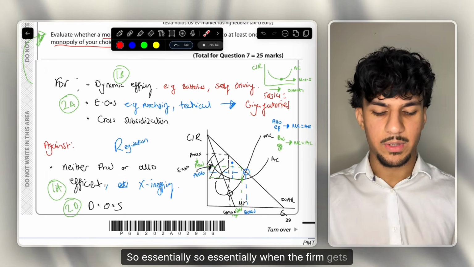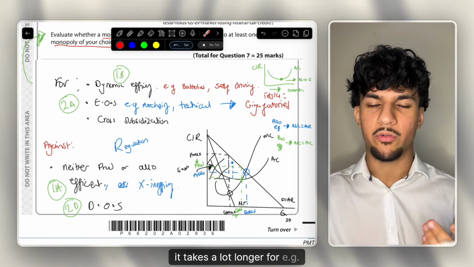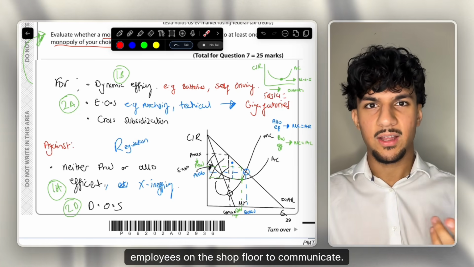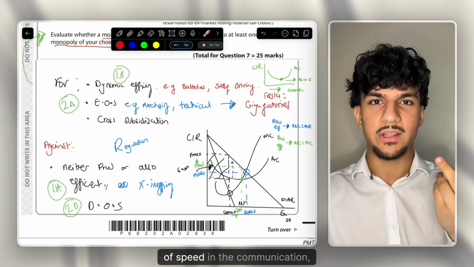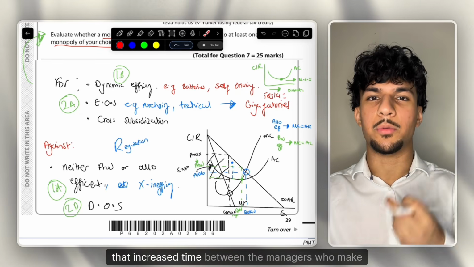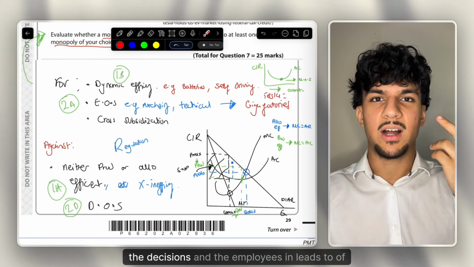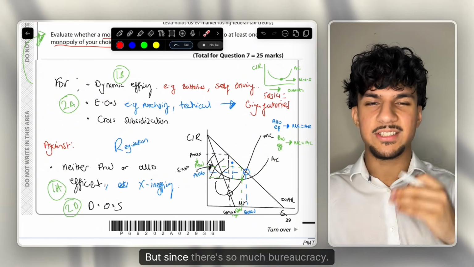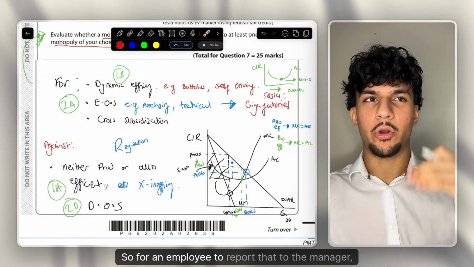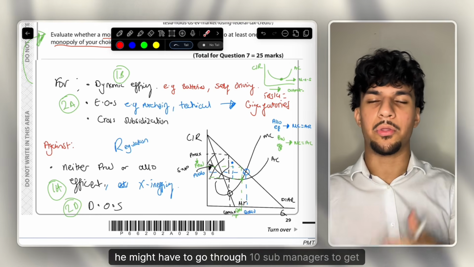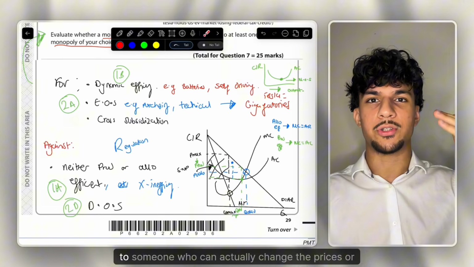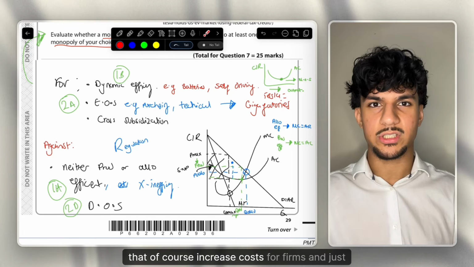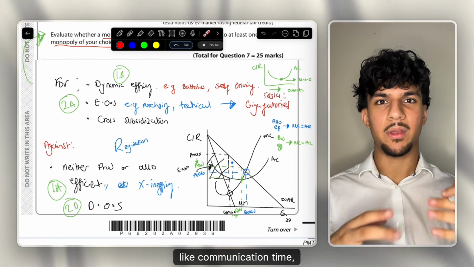Essentially, when the firm gets too big, it takes a lot longer for the managers and the employees on the shop floor to communicate, and that lack of speed in the communication, that increased time between the managers who make the decisions and the employees, also leads to increased costs. Since there's so much bureaucracy, for an employee to report that to the manager, he might have to go through 10 sub-managers to get to someone who can actually change the prices or make a decision. That, of course, increases costs for firms.